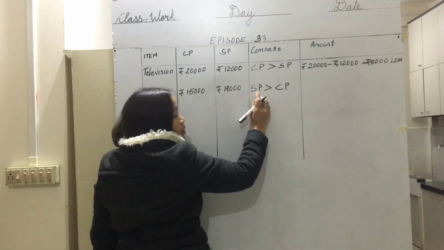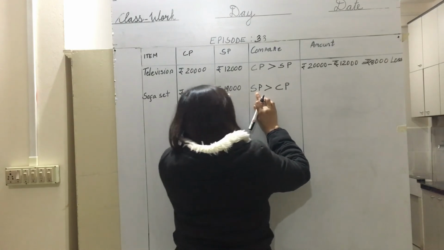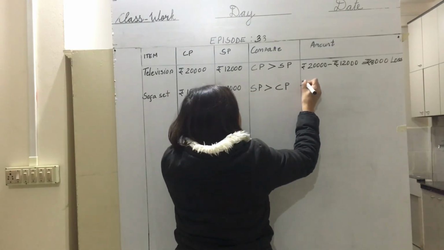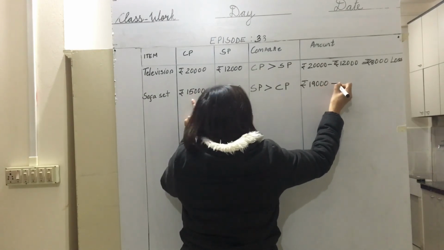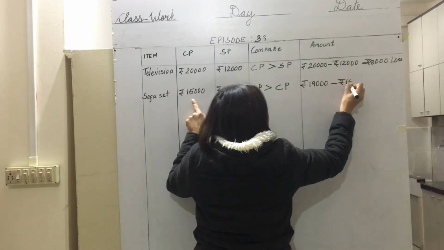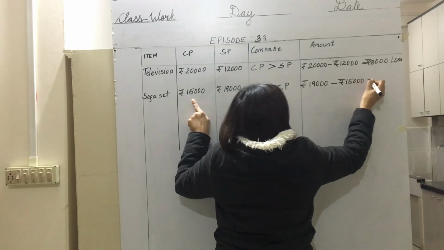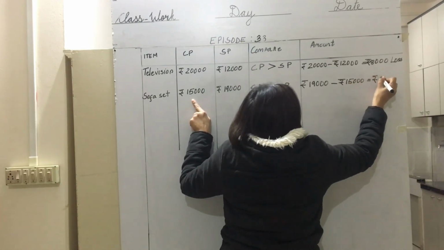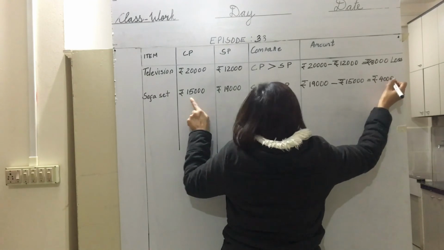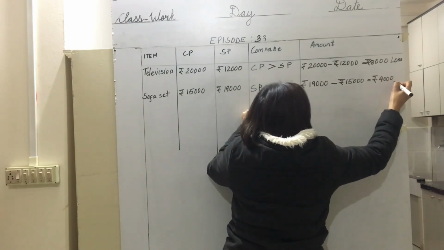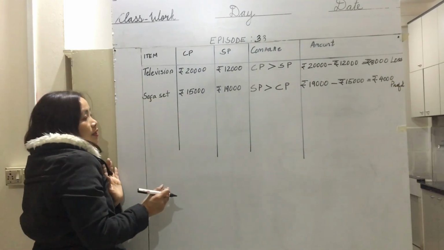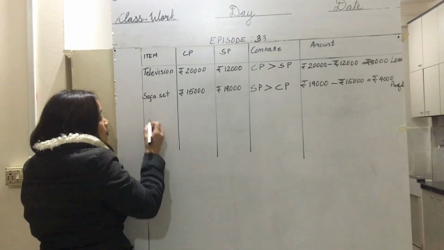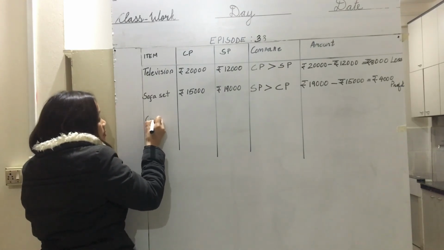The selling price is bigger. So selling price is 19,000. So we will write 19,000 minus 15,000. When we subtract this, we are getting 4,000, and since the SP is bigger, there is a profit here. We will be writing profit, right? Then let us take another example with a cycle.